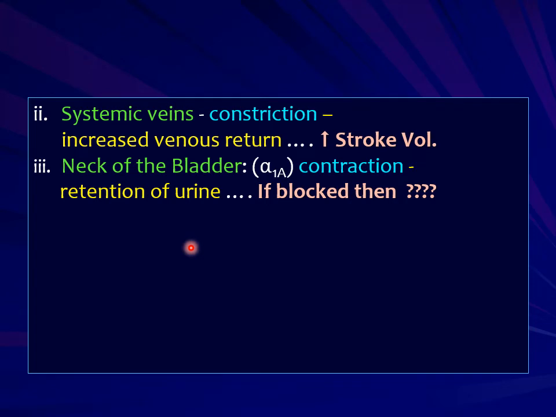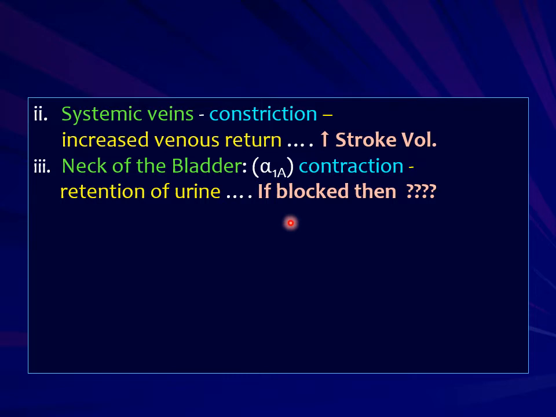Other sites are the neck of the bladder. Here again, a specific type, alpha 1A receptors, are present, the contraction of which can lead to retention of urine. But here remember, this activity is used by blocking these sites. For example, retention of urine occurs especially in old male patients when there is an enlarged prostate gland. So retention of urine is a very common problem with those.